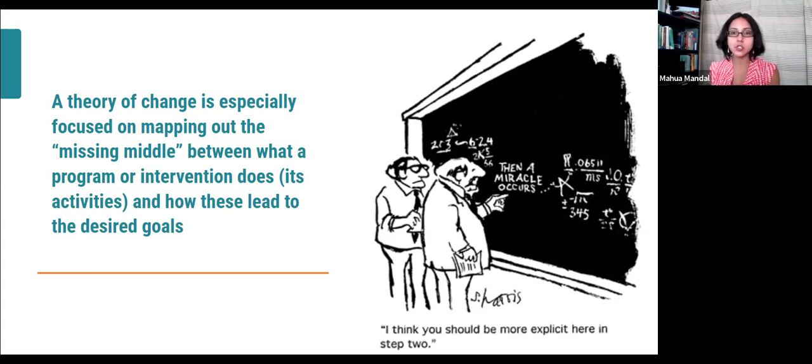In this cartoon, we see two mathematicians or scientists working on a formula on the blackboard. Part of the formula is on the left, part is on the right, and in the middle, we see that the formula is missing. It says, "then a miracle occurs." One colleague says to the other, "I think you should be more explicit here in step 2." With the theory of change, we are always explicit about each step, including that middle portion. When we develop a theory of change, it is in an effort to ensure that we don't see a miracle occurs and then we get the outcomes or the impact. Next slide.